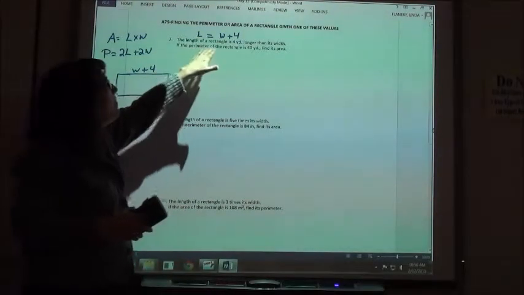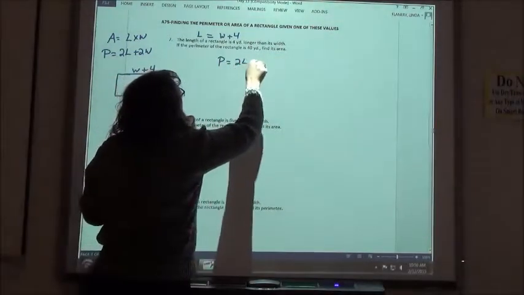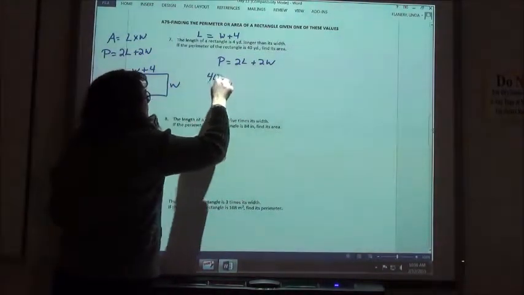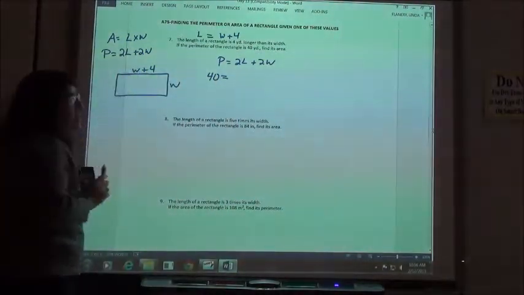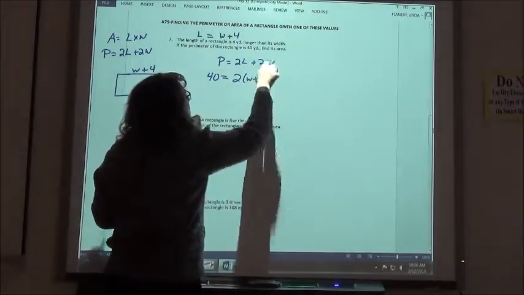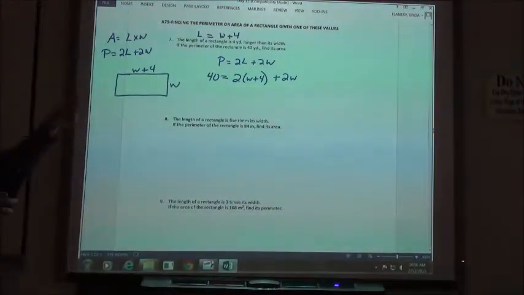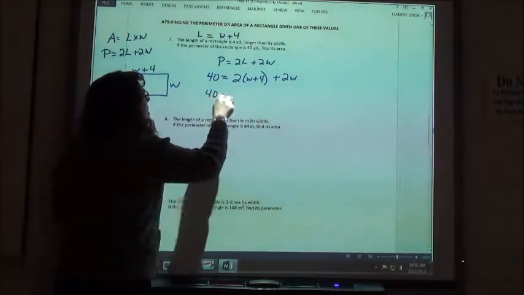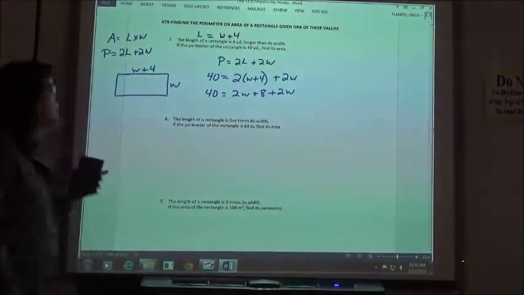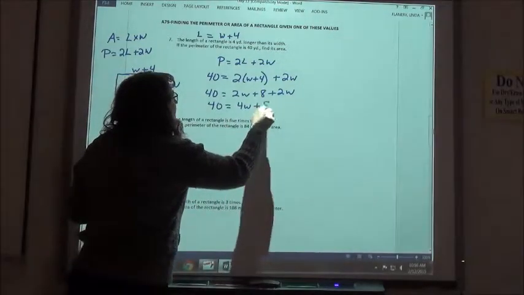It says the perimeter of my rectangle is 40. Well, I know the formula for perimeter. Perimeter is 2 lengths plus 2 widths because I'm adding up all the sides. My perimeter is 40. I'm going to replace the length with W plus 4. So I'm going to take 2 times W plus 4, plus my 2W. Getting rid of my parentheses, 40 is equal to 2W plus 8 plus 2W then. Combining my like terms, 40 equals 4W plus 8.